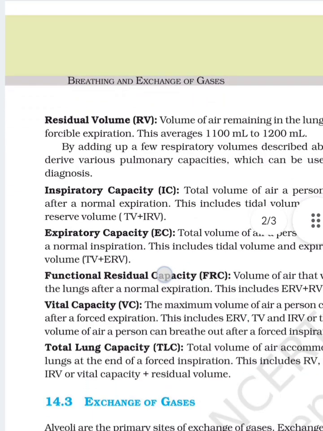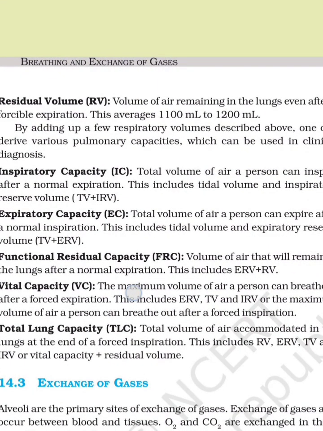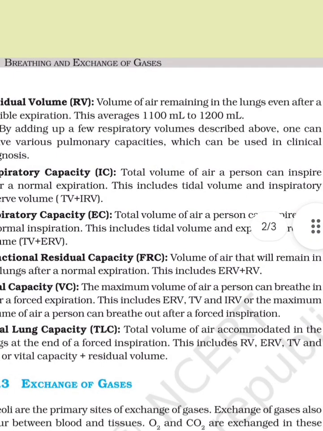And the fourth one is Residual Volume, the volume of air remaining in our lungs even after a forcible expiration. This averages 1100 to 1200 ml.